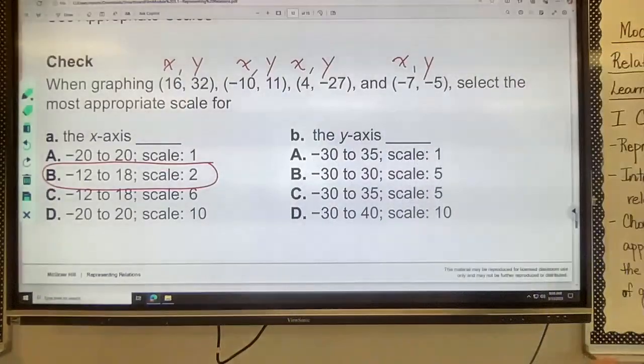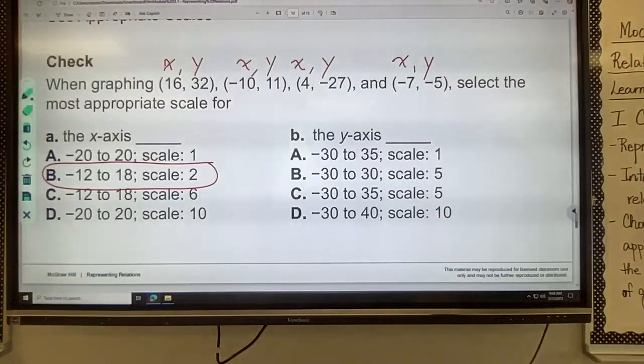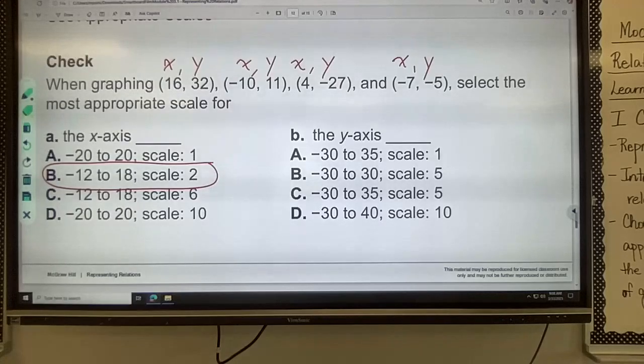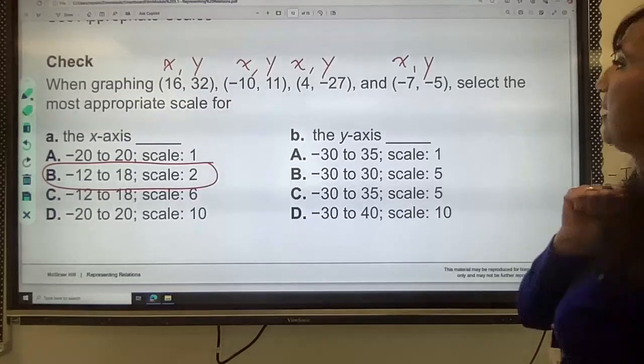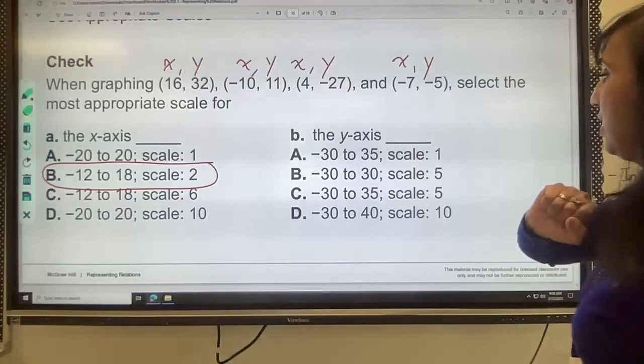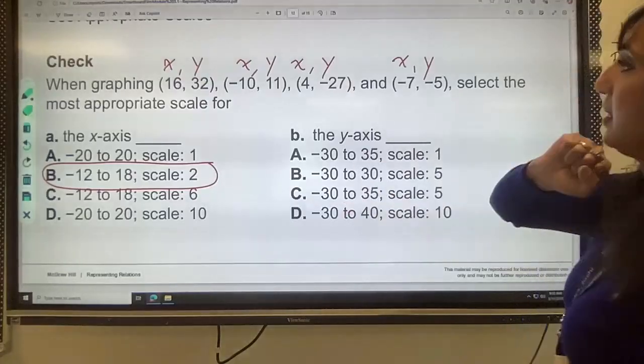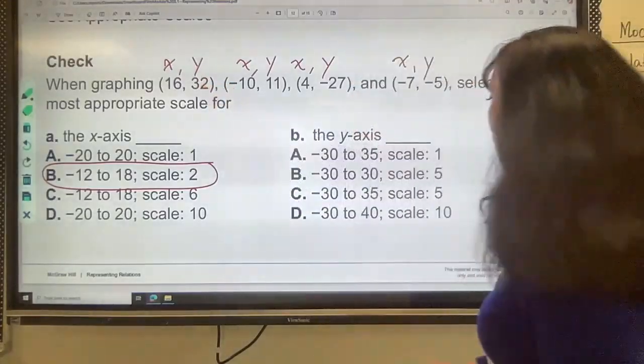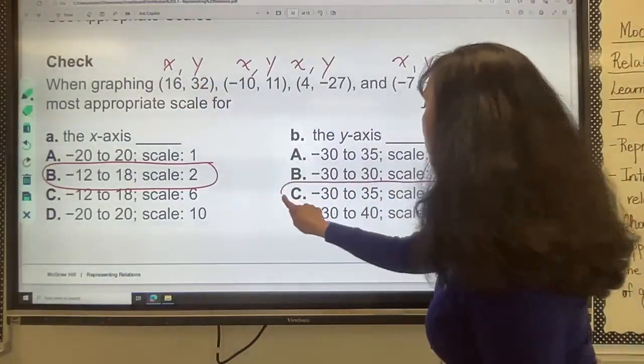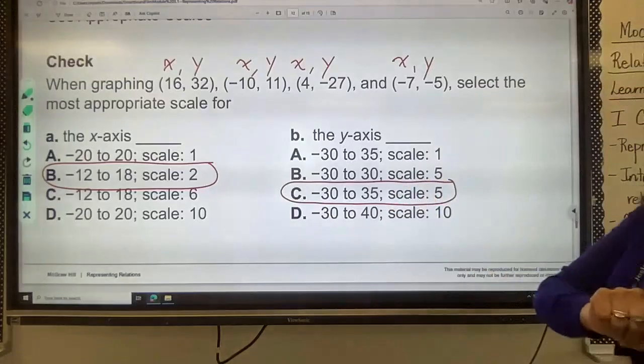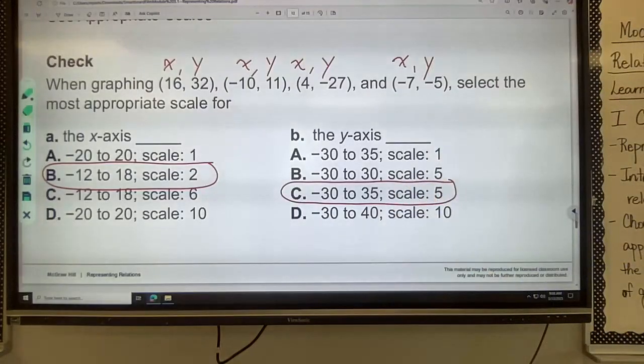Okay, now let's look at B, the y-axis. Looking at this again, for the most appropriate scale that I would use for this one, I can see I have -27, so this, and then I have 32, so therefore this one is going to be a good scale. That's going to be a good scale to use.